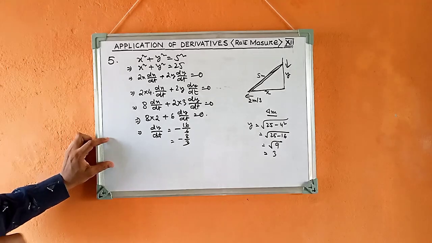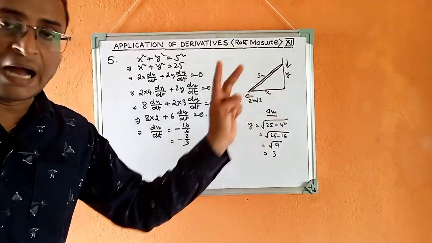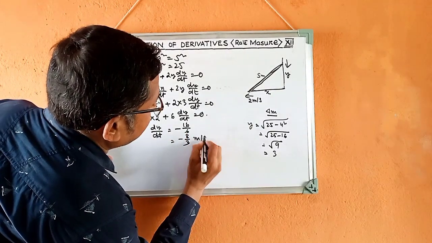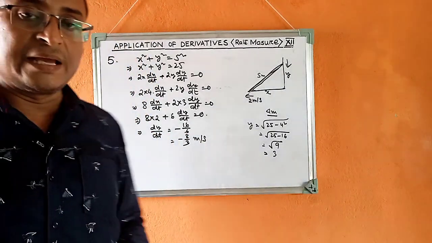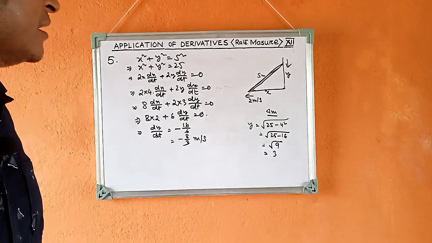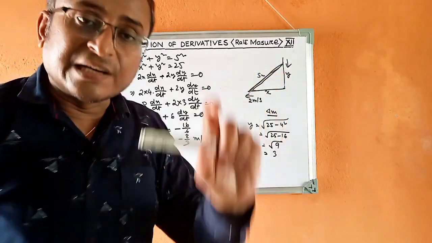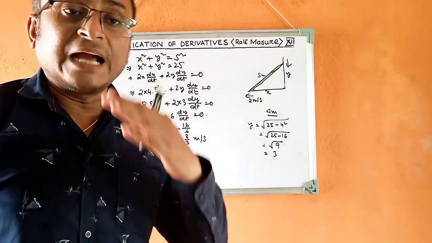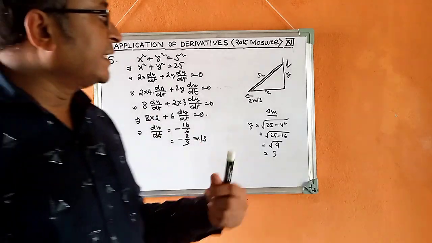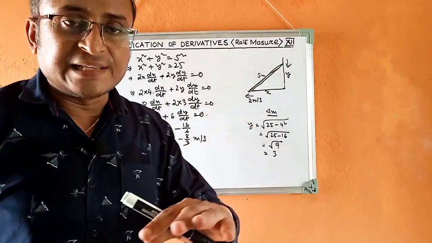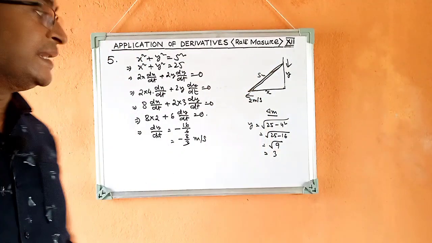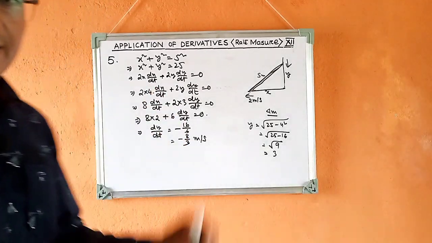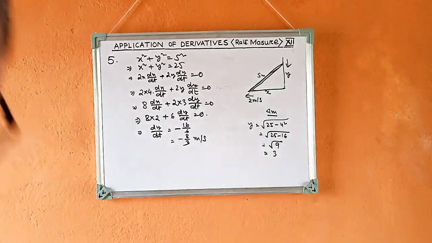So dy by dt, that means the height of the ladder is decreasing at the rate of 8 by 3 meter per second. The minus sign indicates that when y decreases, x increases. I already told you at the first of my video, when y decreases and x increases, then dy by dx is negative. So that is why the negative sign arrived. Okay, see carefully. Now come to the next one.